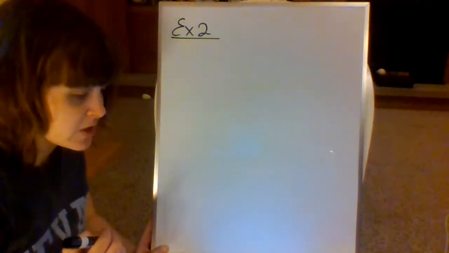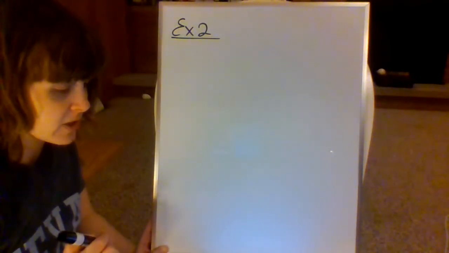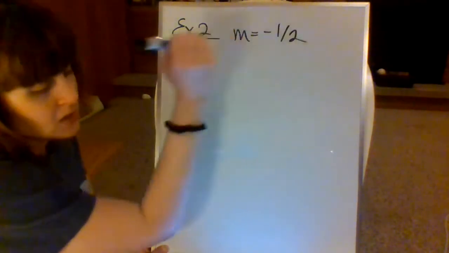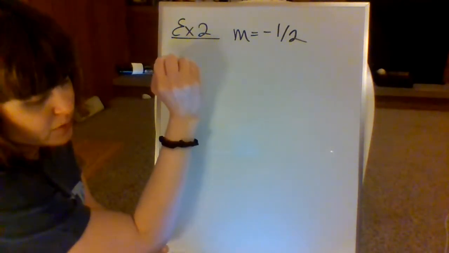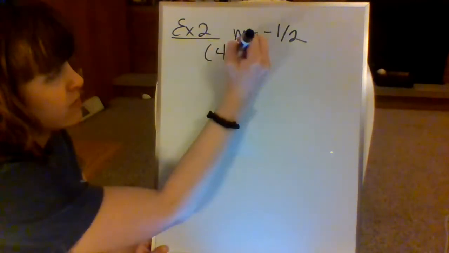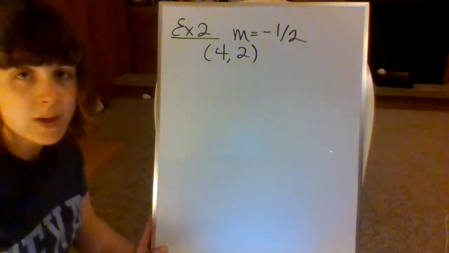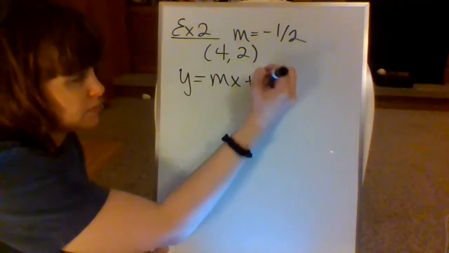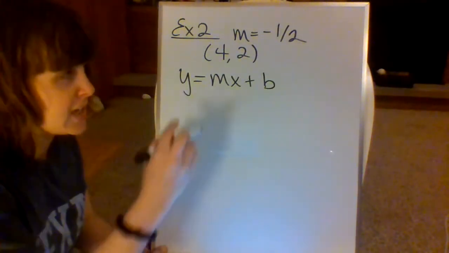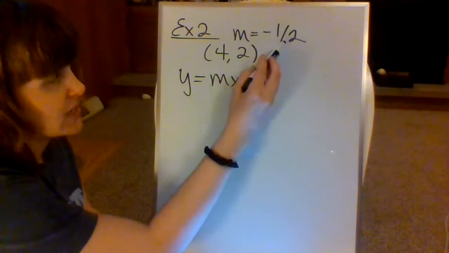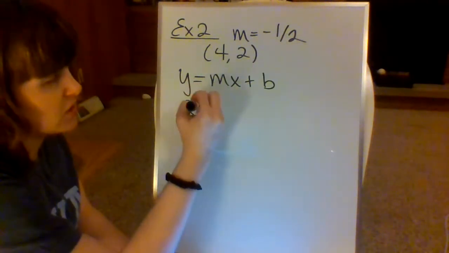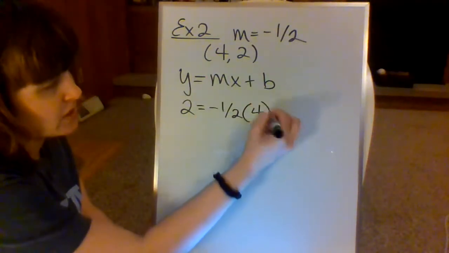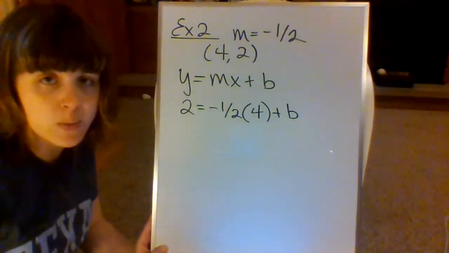Example 2 says, write the equation of the line whose slope is -1/2 and it passes through the point 4, 2. Just like the last problem, we're going to use y equals mx plus b, and we're going to plug in y, x, and m. So y is 2, m is -1/2, x is 4, and we have to solve for b.